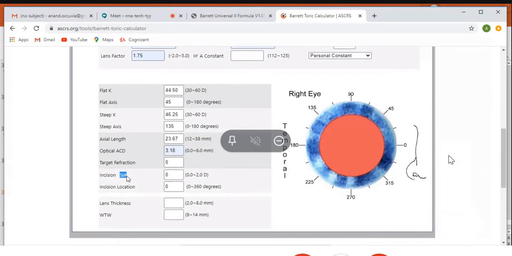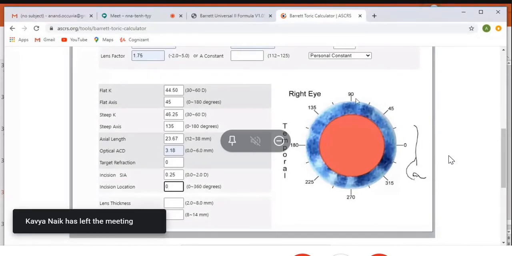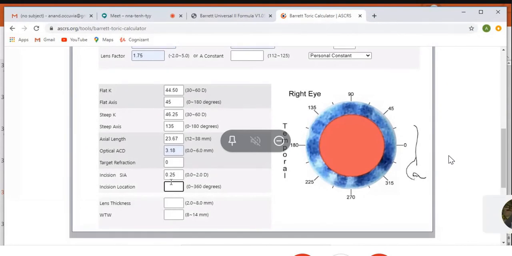But for a new doctor who is new to the practice, the surgery induced astigmatism will be 1 diopter or 1.5 diopter. So here I am using 0.25. And the incision location for right eye and left eye varies, because as I said, most of the incisions they will do on the temporal side or the superior side. So here I'm keeping the incision location in between 135 and 180, so I'm keeping it as 160.